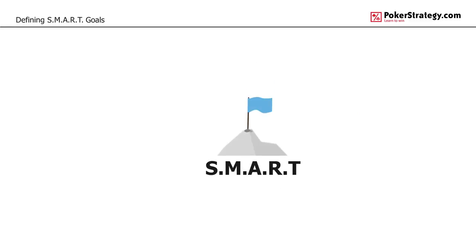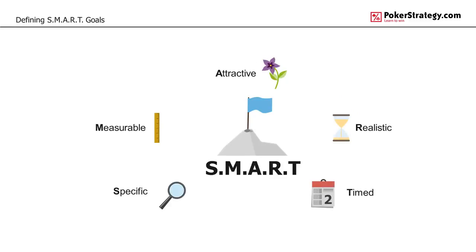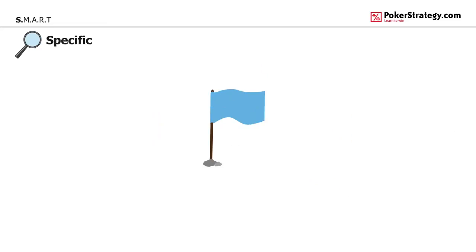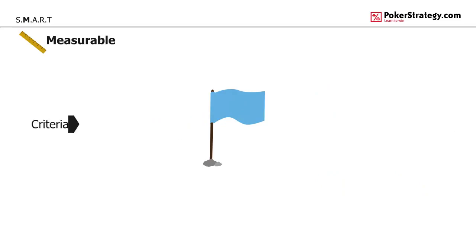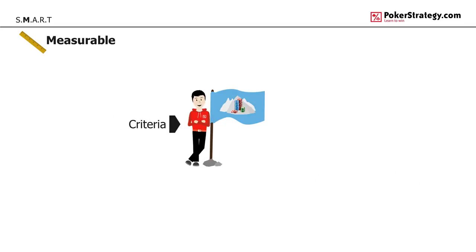In order to realize your vision, you should derive clear goals and define these in the SMART way. The abbreviation stands for specific, measurable, attractive, realistic, and timed. Specific means that a goal is formulated precisely and clearly. It tells you what outcome should be reached. George, for example, formulates the goal of earning his living with poker as a part-time job from his vision.